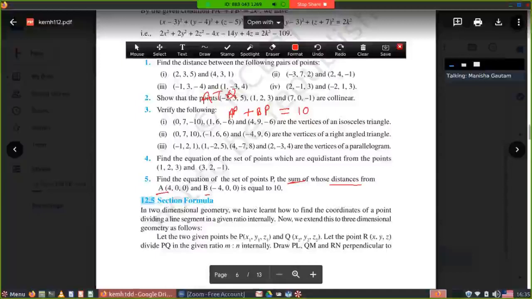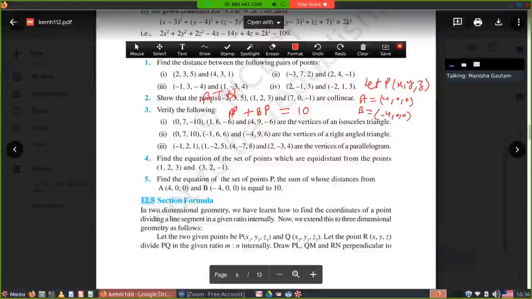Let's do the question. What is AP distance? First of all, you have to suppose that P is a point having coordinates x, y, and z. Here A is given to you, A is (4, 0, 0), and B is also given to you, (-4, 0, 0). Now what does the question become?